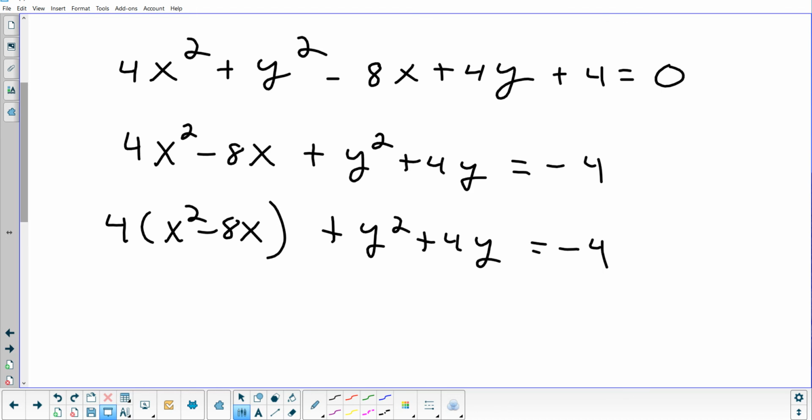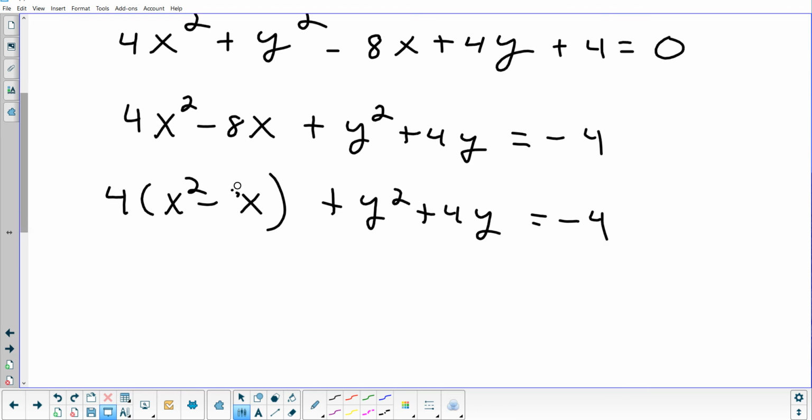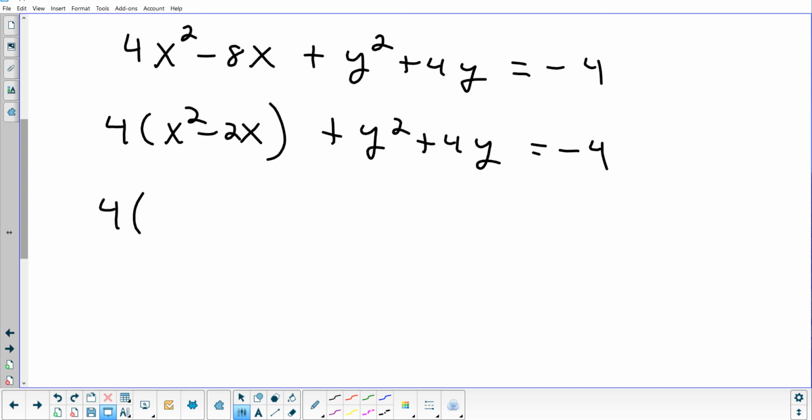Now we're ready to complete the square. 2x. Thank you. Questions up to that step? Okay, now complete the square for the x's and complete the square for the y's.